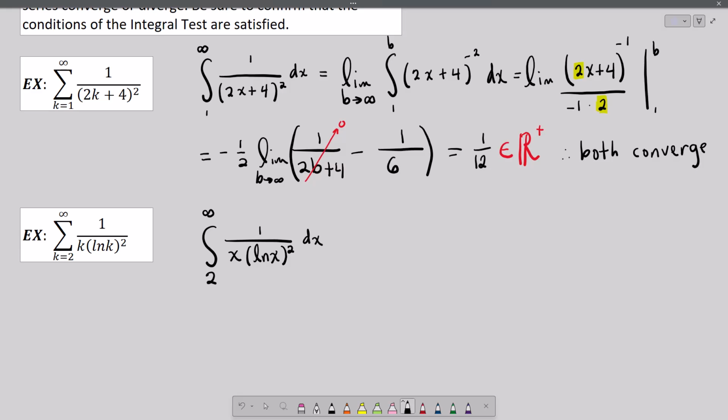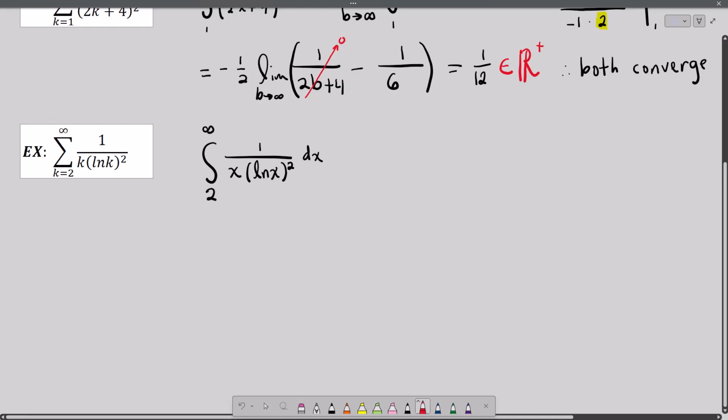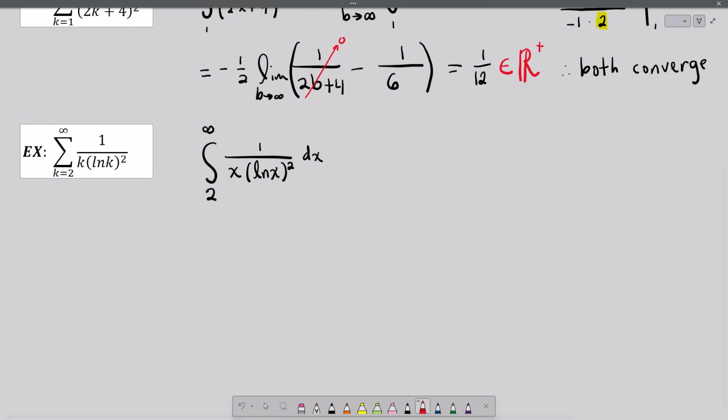What technique of integration are we going to use here? U sub. And we're going to let u equal ln x. That works great because we see the derivative of ln x right here in front. 1 divided by x is the derivative of ln x, so that tells us this is going to work. Our next step is the limit as b goes to infinity, and we're going to go from 2 to b.